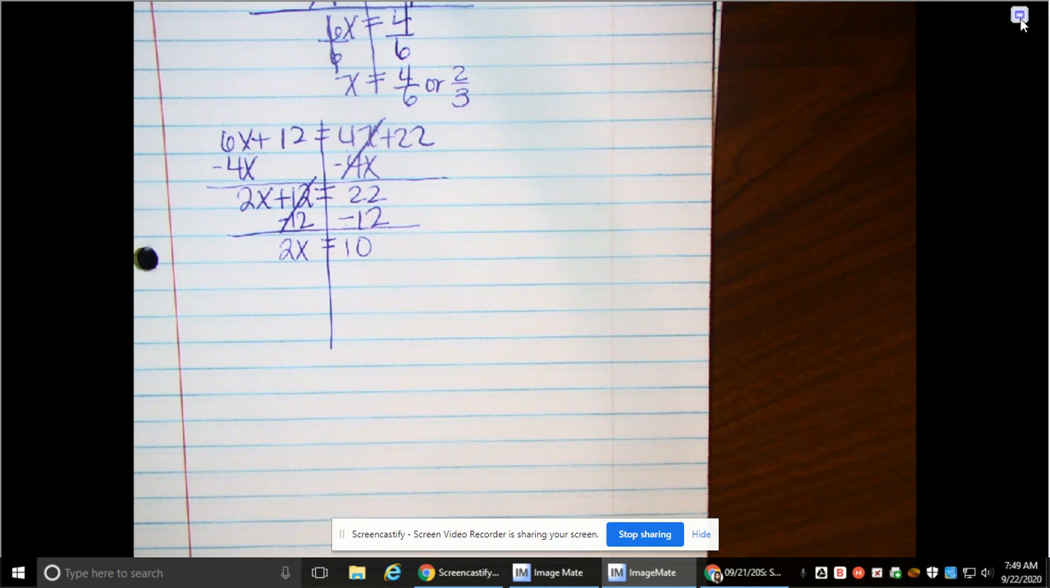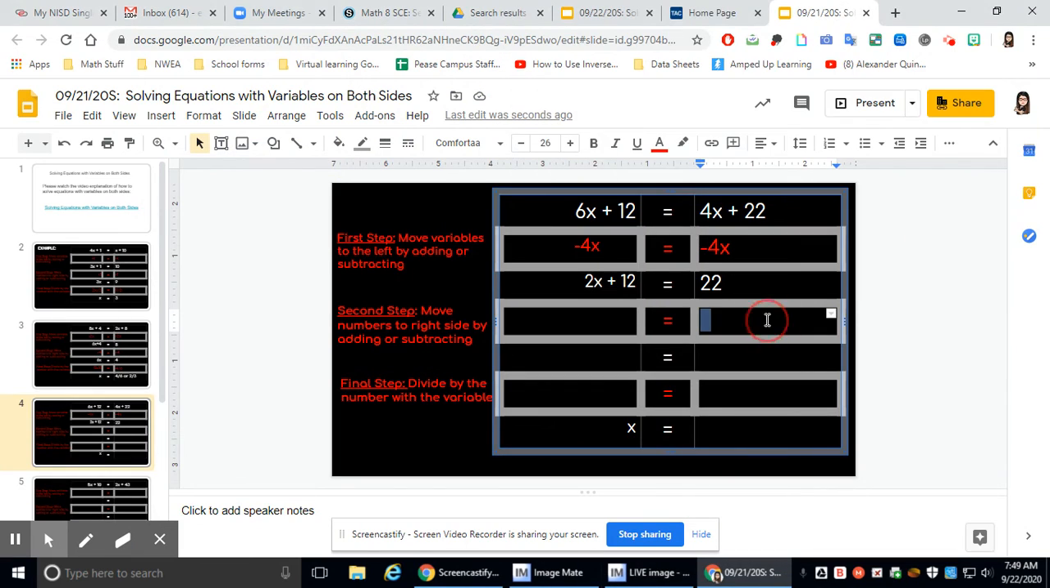We'll fill in the chart with that information. We'll subtract 12 from both sides. 22 minus 12 is 10. And 12 minus 12 will cancel out, and all you have left is 2x on the left side.